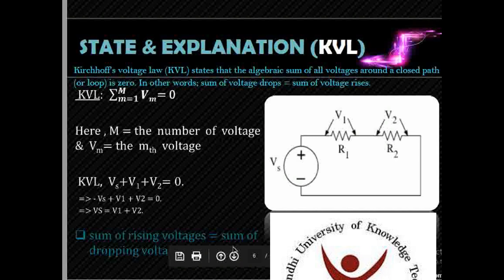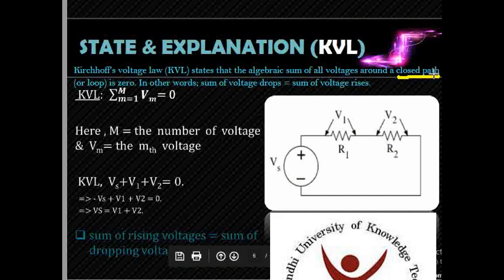In KCL we were dealing with current, that is why it is Kirchhoff's current law. In KVL we deal with voltage, that is why it is Kirchhoff's voltage law. That is, the algebraic sum of all voltages around a closed path. This is important. KCL was at one point, but KVL is around a closed path. There must be a closed path to apply KVL.